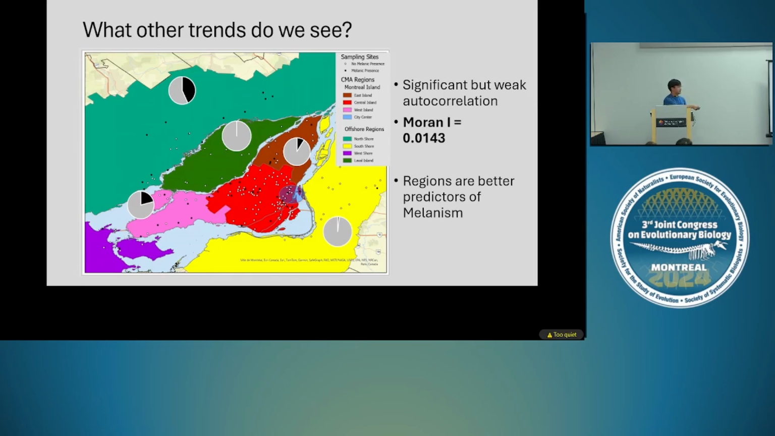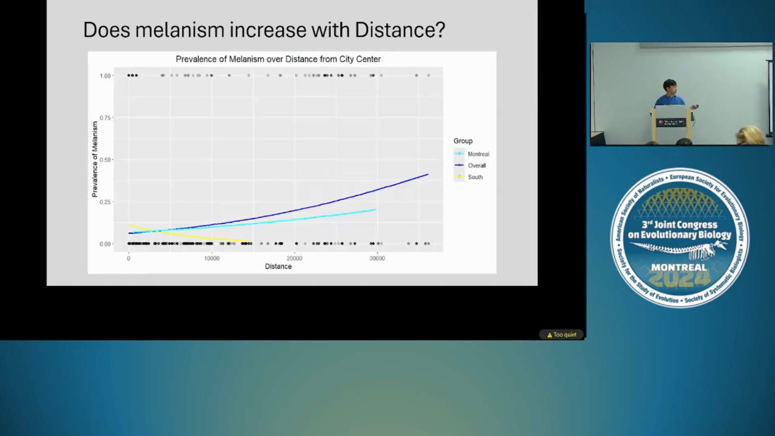Even in East Island here, which as I mentioned, is often thought to be sort of separate from the rest of the island, there's maybe somewhere between 15 to 20% of the population being melanic. So that is pretty interesting, I think. The spatial autocorrelation is pretty weak. It is significant, but I think regionalism is more important here.